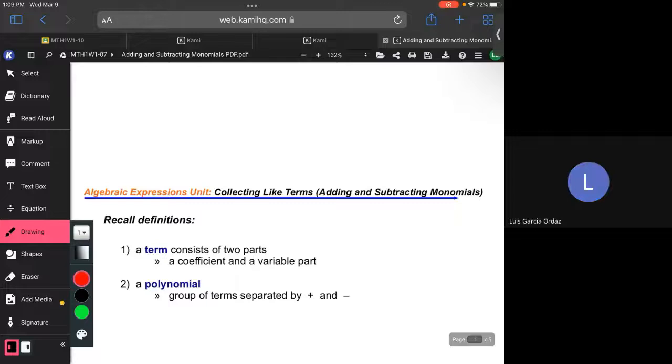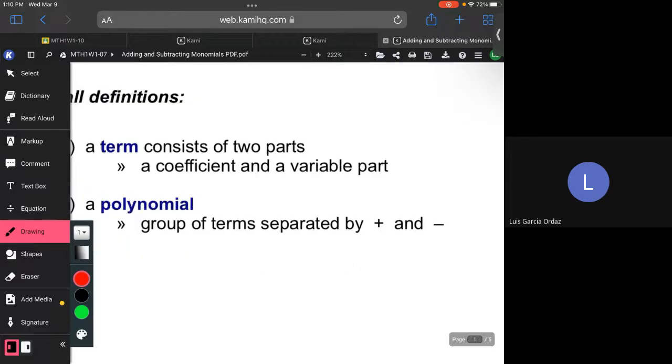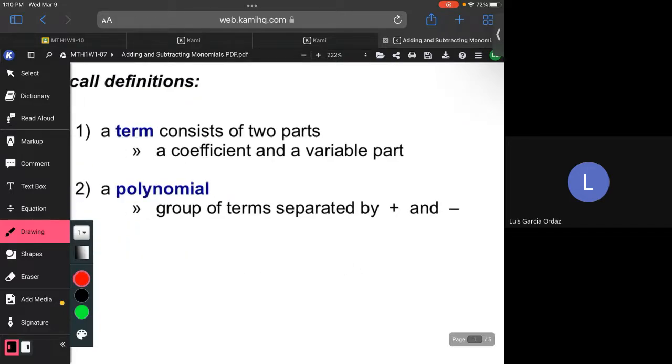And subtract polynomial expressions, so like a trinomial from another trinomial, a binomial from another binomial, and so forth. Before we even learn how to do that, we need to figure out how we do these types of questions. When we've talked about polynomials, we've talked about a term, which consists of two parts: the coefficient, which is just a number, and the variable part, which is just symbolized by a letter.